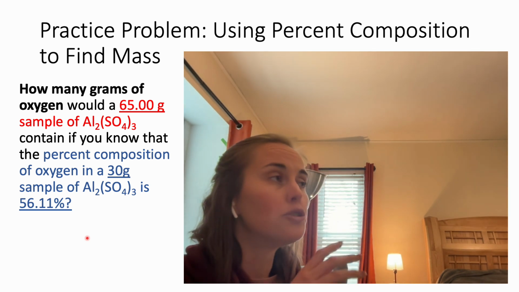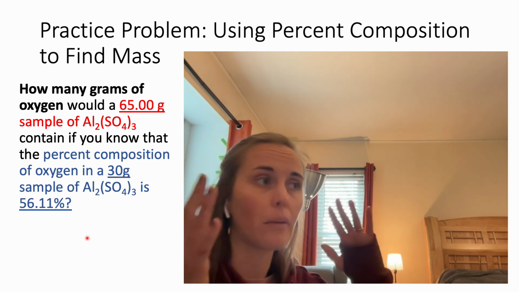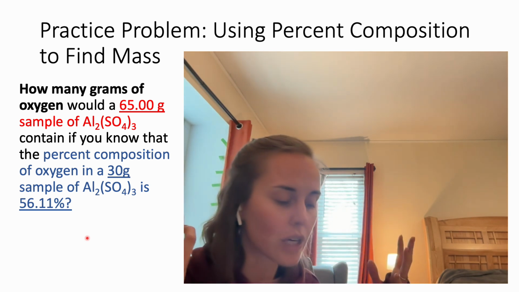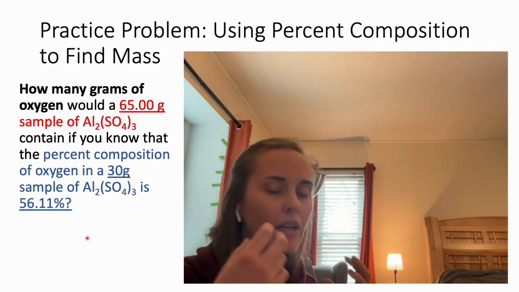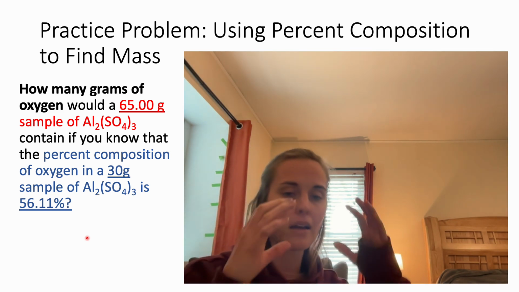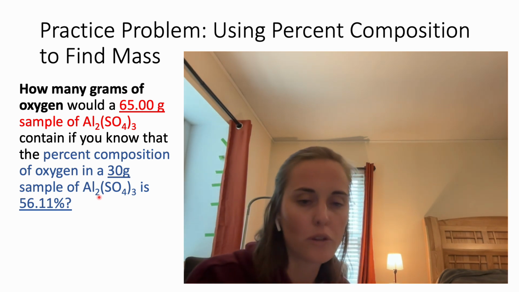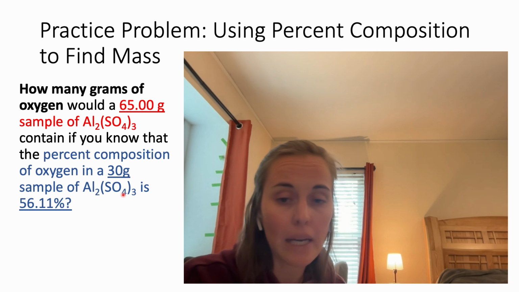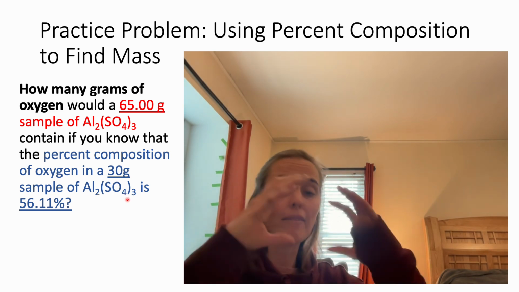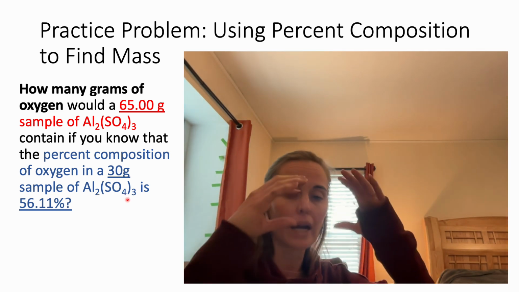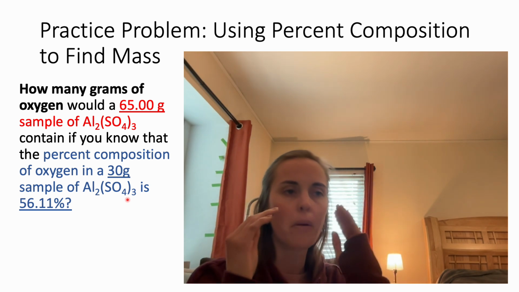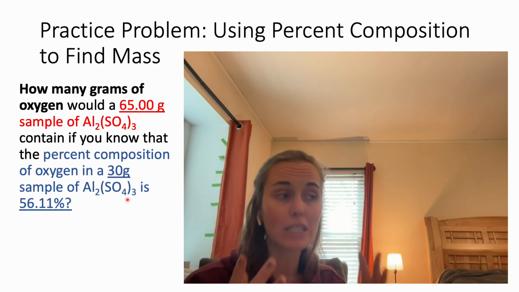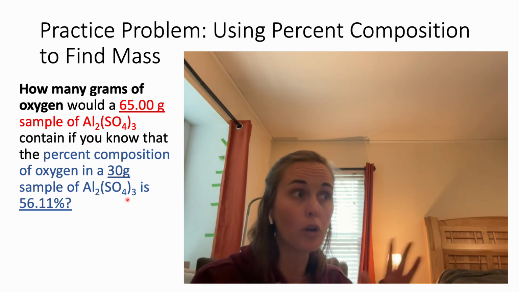So the question is, do we need to do anything with that number, with that previous sample size? And the answer is no, which is great news because of the law of definite composition. We're never going to change how many oxygens are in aluminum sulfate. We might have lots of aluminum sulfate molecules, or a little bit of aluminum sulfate molecules, but we're never going to switch out how much oxygen makes up aluminum sulfate. If we did that, that would change the molecule. It would no longer be aluminum sulfate.